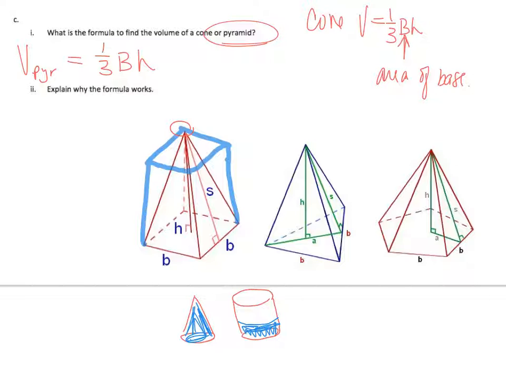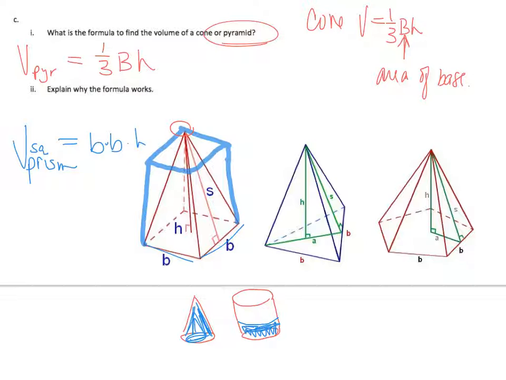So that's why the volume of a pyramid is 1/3 of your big B times your height, 1/3 of the area of your base times your height, because it's compared to the square prism, where the volume of your square prism is the area of your base, which in this case is B times B, times height. So the volume of the pyramid is 1/3 of that.